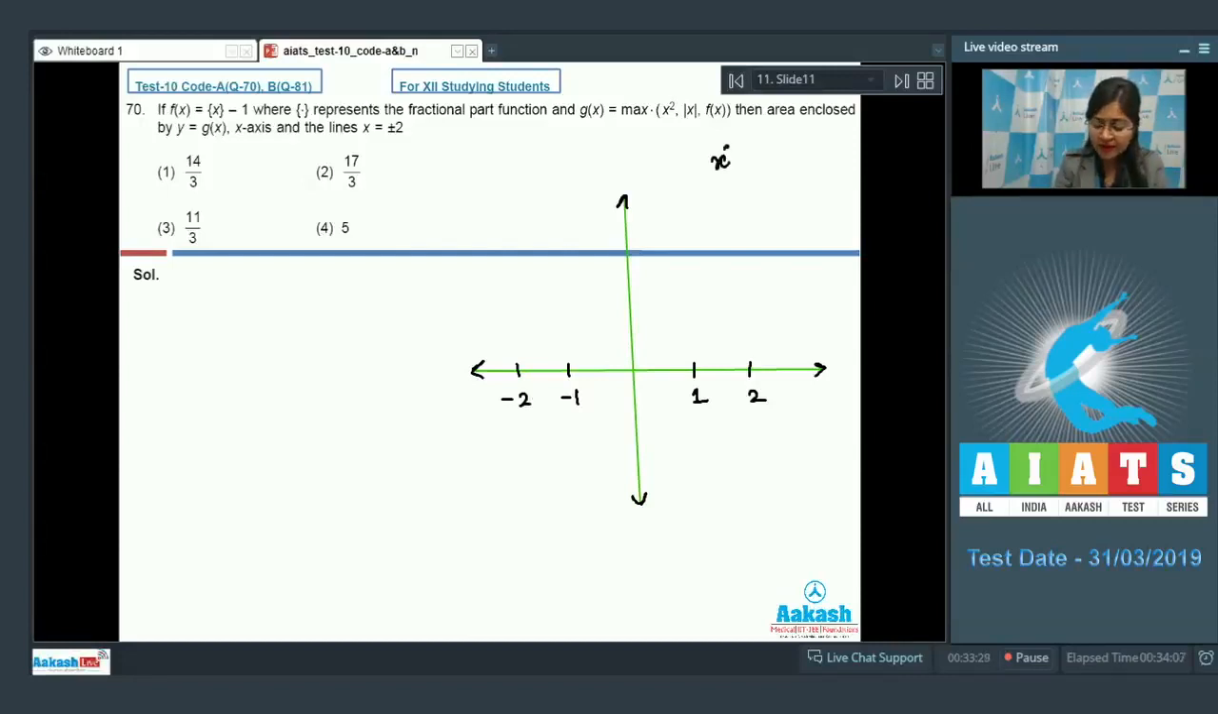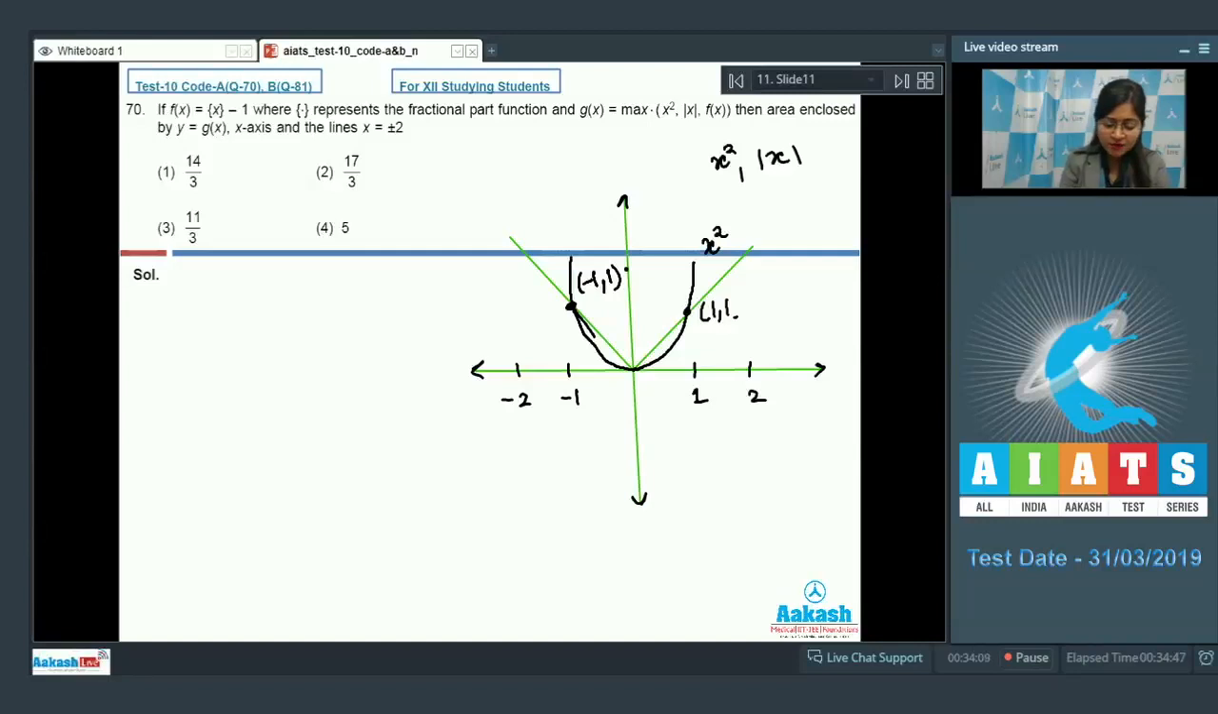Let us firstly make the graph of x square and mod x. Now mod x is x for x greater than 0 and it is equal to minus x for x less than 0. Now we can see that x square and x have 2 points of intersection, that is x equal to 0 and x equal to 1. So this is the graph of mod x. This is the graph of y equal to x square, and they both are intersecting here at 1, 1 and here at minus 1, 1.